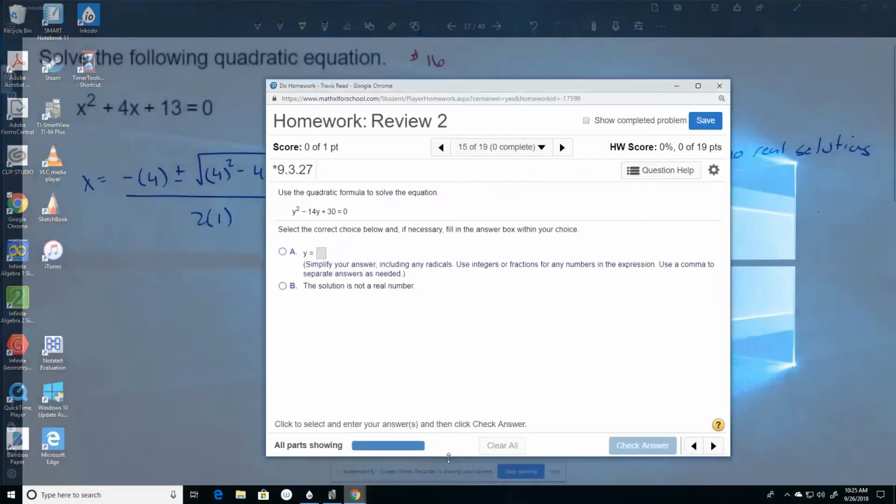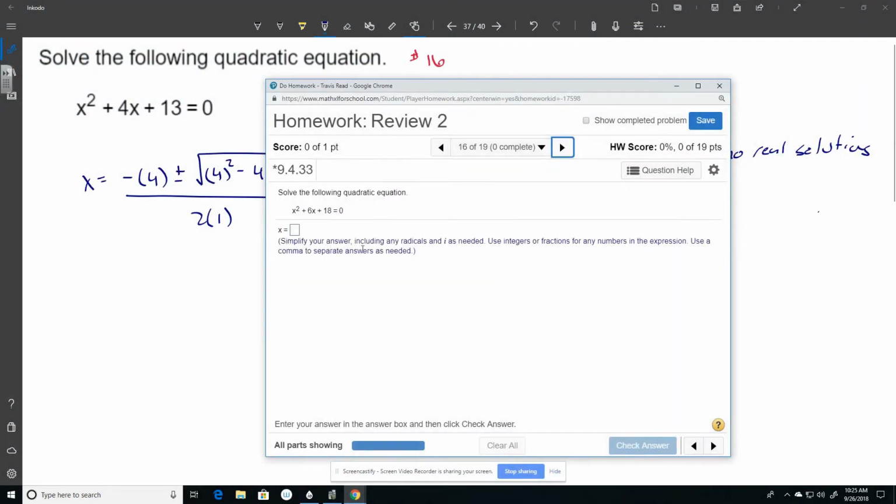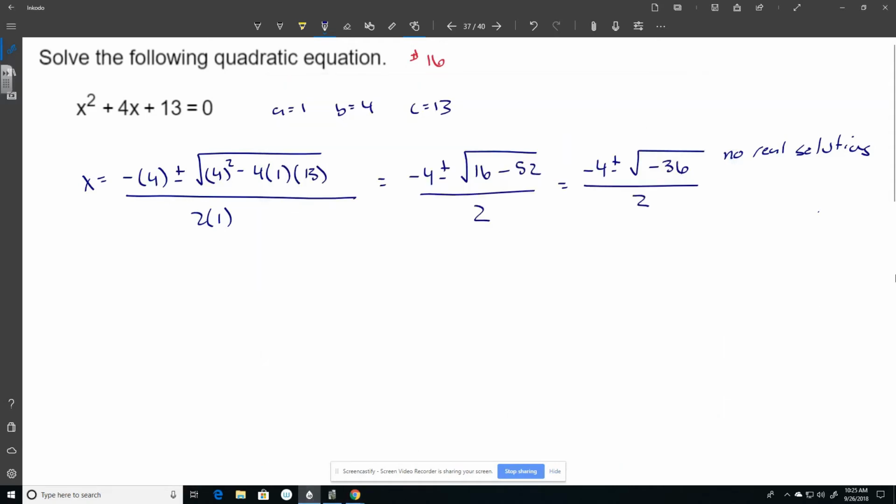So let's look at the problem. It says on number 16, simplify your answer, include any radicals and i as needed. So it doesn't want us to just say there's no real solutions. It wants us to change this into an i. So negative 4 plus minus the square root of negative 36.